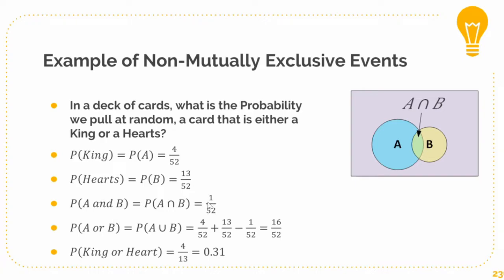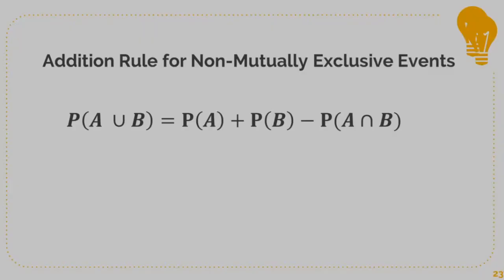So technically now, the probability of A or B, which is what the question is asking, is equal to 4 over 52 plus 13 over 52 minus the intersection of A and B, which is 1 over 52, which gives us 16 over 52, which we can further reduce to 4 over 13, which is 0.31. So there's a 0.31 chance of us pulling a card that is either a king or hearts from a deck of cards.